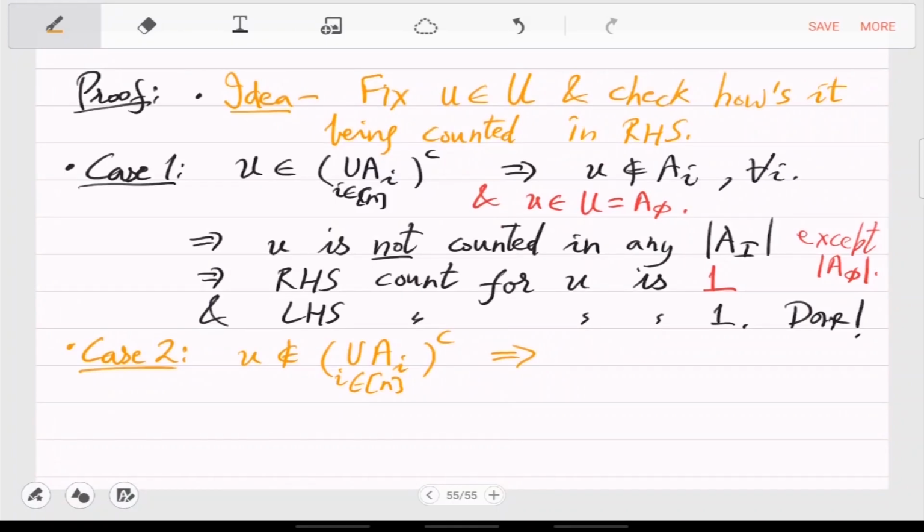So U is in AI for some I, and possibly for many i's, but at least for some I it has to be there. So here we have to actually give a count, and we have to do this exactly, right? We don't want an estimate, we want to exactly show that it's 0. So let us do that.